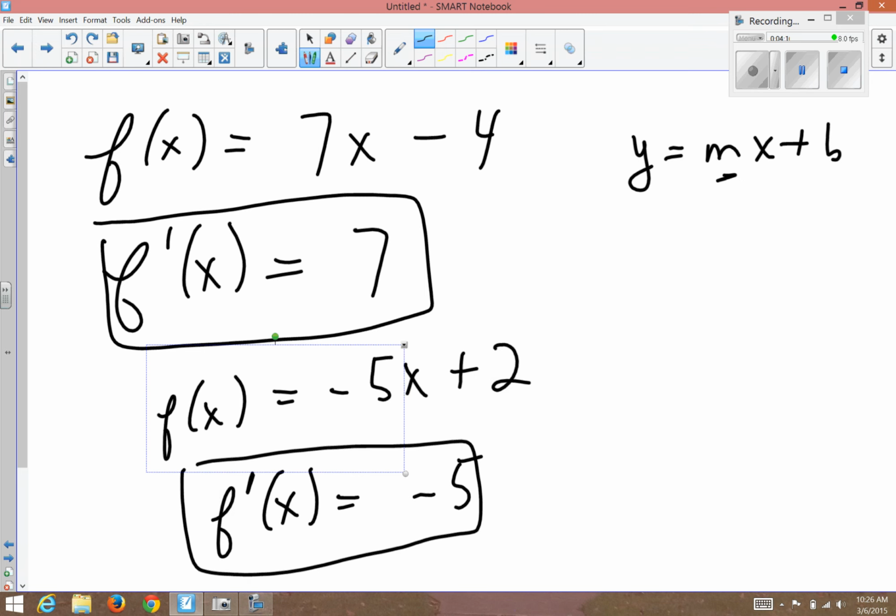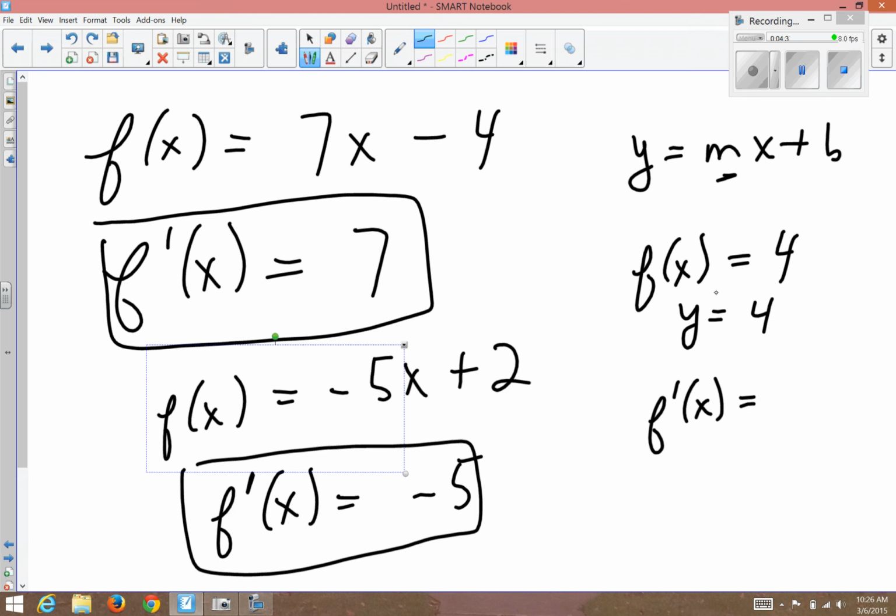So here's two quick examples. If f of x is equal to a constant, like 4, the graph of y equals 4 is a horizontal line, and horizontal lines have 0 slope. So if f of x equals 4, the derivative means the slope of the line y equals 4. Horizontal line's slope is 0.